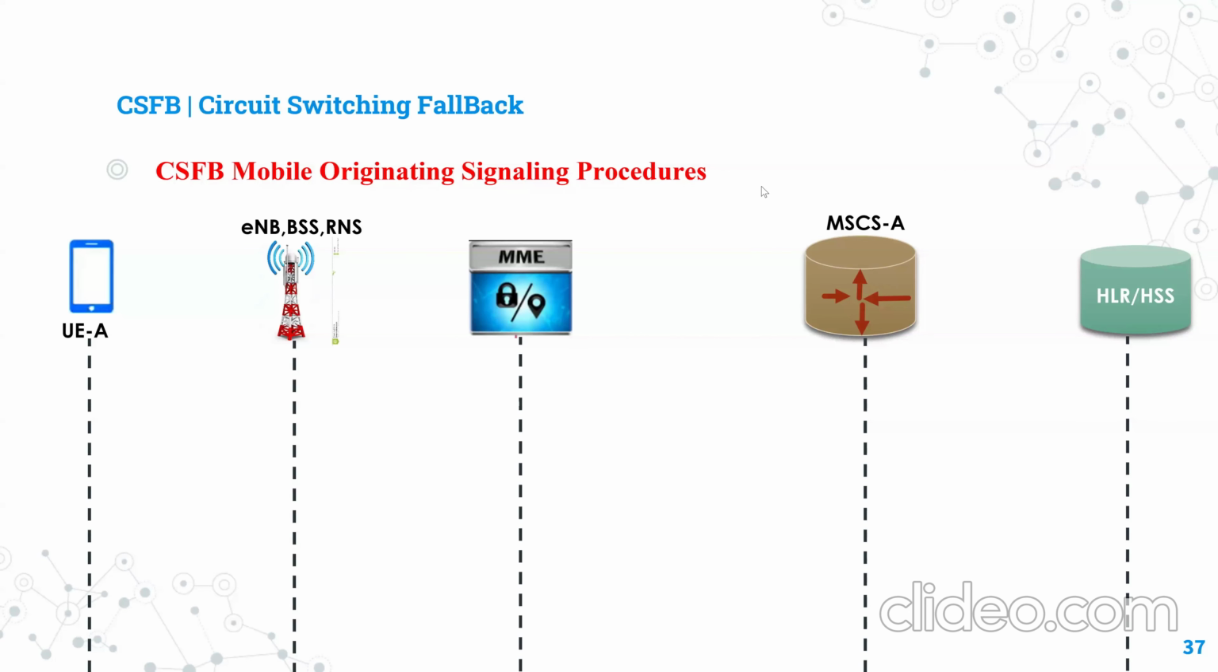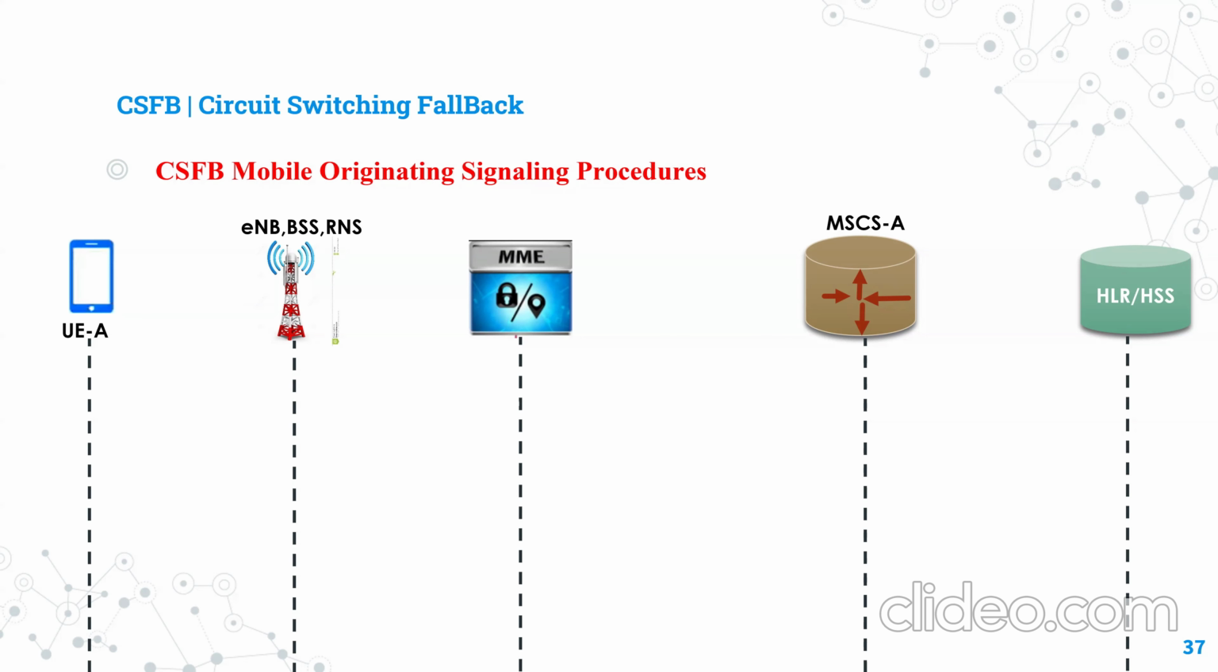Now, let's talk about the circuit switching fallback mobile originating signaling procedures, which means that we want to know the signaling procedures when the user on 4G networks decides to originate a call. The user's current status is that he's registered on 4G and at the same time registered on CS, as we explained in the procedures on the previous slide.